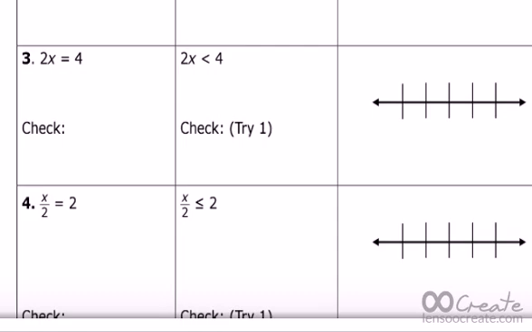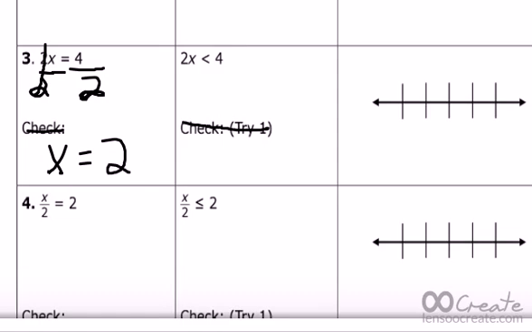So 2x equals 4. As we learned before, this is 2 times x. And so to do the opposite of that, we need to do division. And of course, we need to do it on both sides. So what we're going to do is divide both sides by the number 2. On the first side, the 2's will cancel out and we'll be left with x. x equals 4 divided by 2, which is 2.